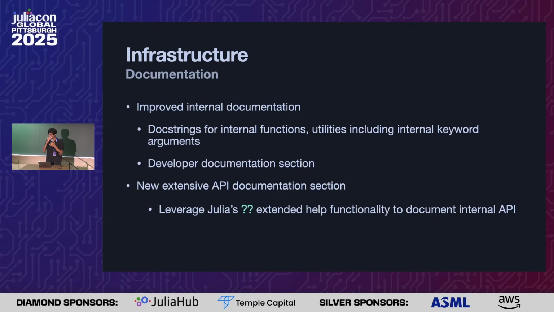We also have a new API documentation section with Modeling Toolkit version 10, and the goal here is that every single public API function has a doc string that documents both the public and the non-public API of that function, and we leverage Julia's extended help functionality to sort of hide the inner details from the user in the REPL. And the API docs just list out all of this. In fact, we've run into issues with Documenter erroring out because our pages are too large.